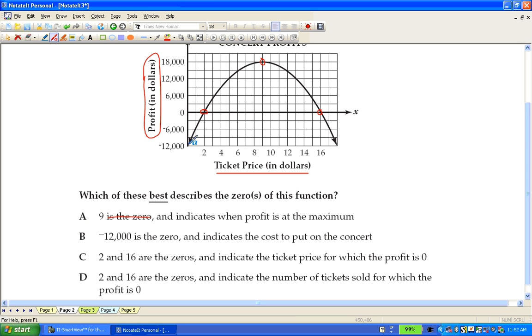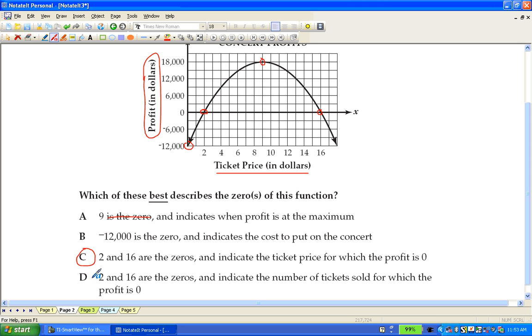No, that's where this function would cross the y-axis. And so that's not the answer. 2 and 16 are the zeros. They are. And they indicate the ticket price for which the profit is $0. That seems to be the one.